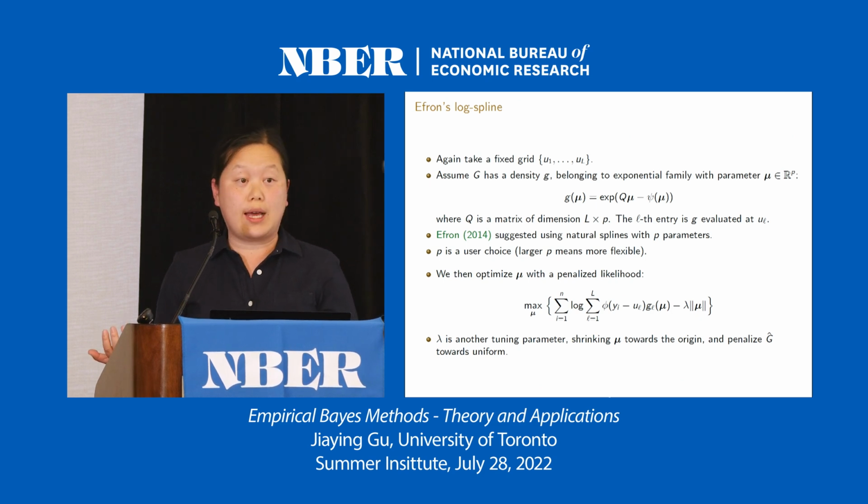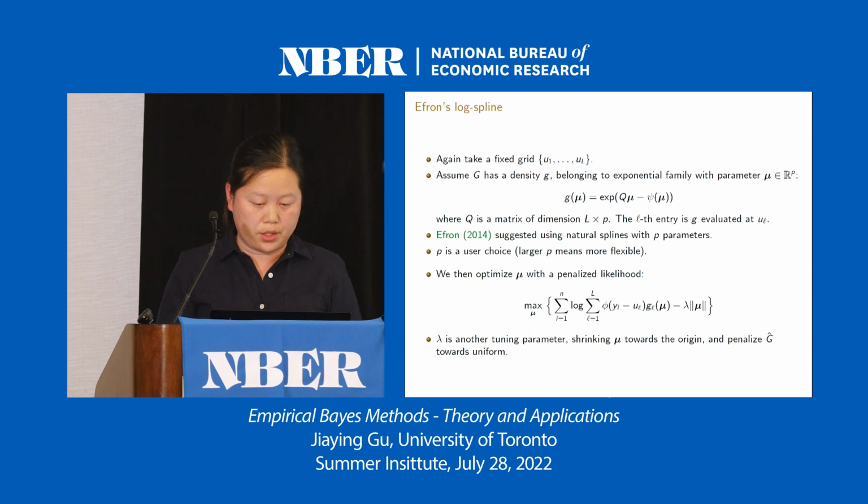Larger p means more flexibility in this class of density functions we consider. And then when we optimize for the vector mu, Efron suggested a penalized likelihood approach, right? So here in the first term, we have the usual likelihood sum, and the second term is a penalty term. It's kind of like a square root of ridge penalty, where in front of it is another tuning parameter. Lambda controls how much shrinkage we have, right? So larger lambda would shrink the vector mu towards the origin, hence penalize the resulting distribution towards the uniform distribution.